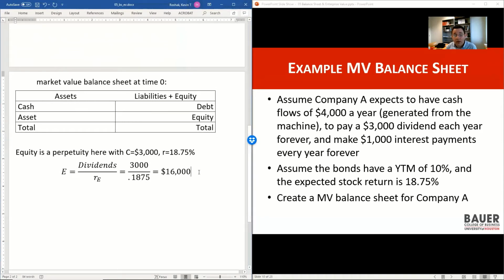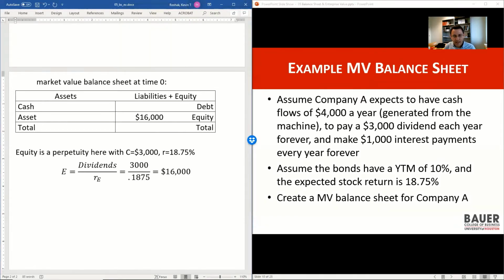So this would be the market value of the equity. This is what investors should be willing to pay for the stock. You're going to get $3,000 every year, and your expected return for that stock is 18.75%. So that's a market value. That's what you're expecting. That's how much an investor would be willing to pay for this company's equity.